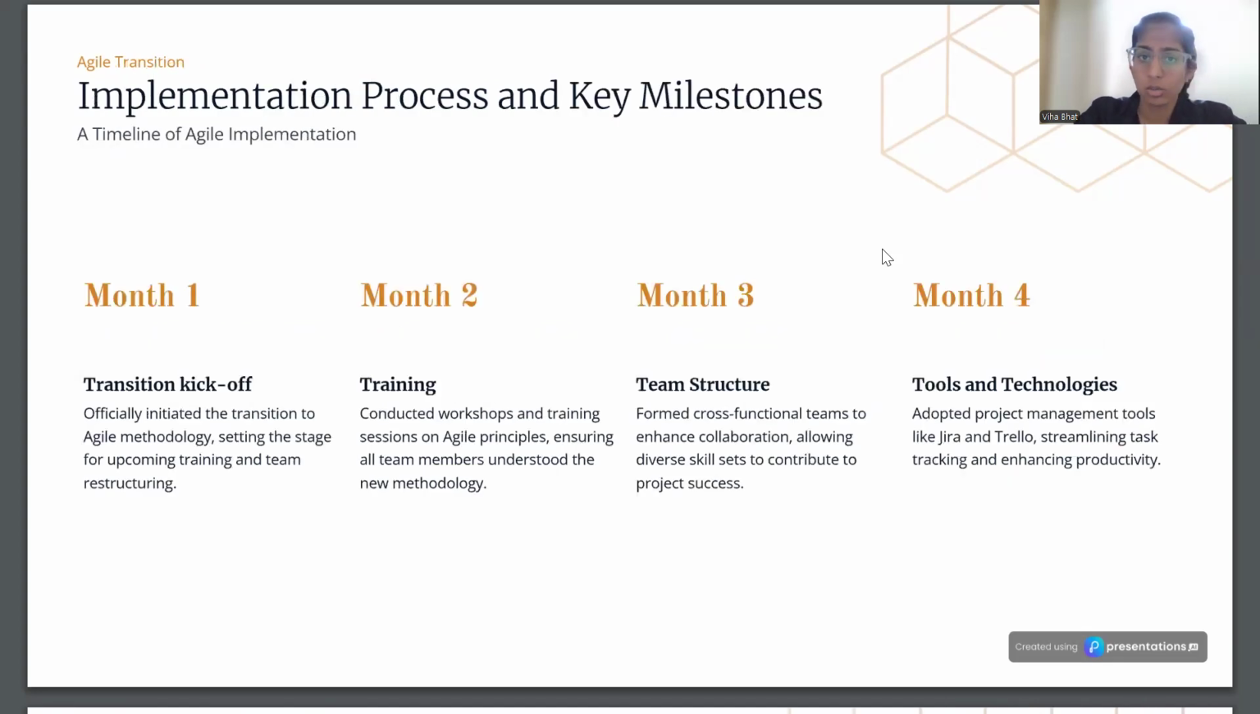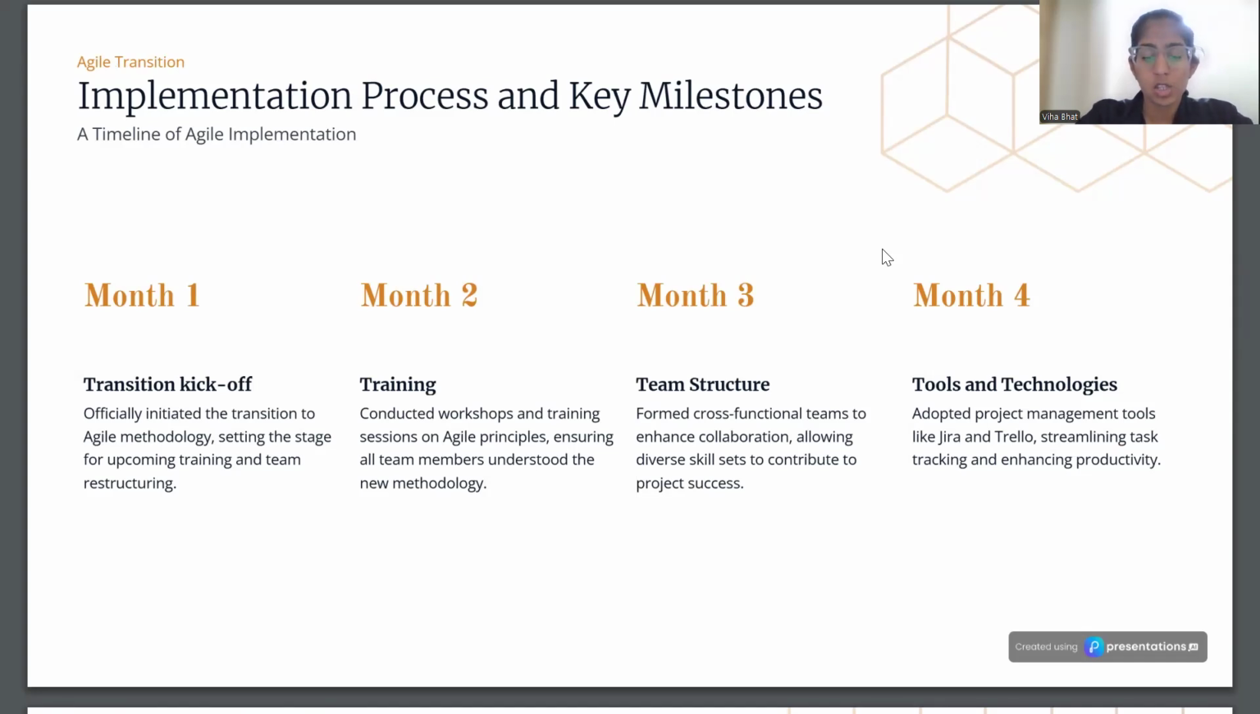Next, we're going to see how the process of agile implementation is done. So the first month is the transition kickoff. Moving from a rigid waterfall model to a lively agile process is going to be a transition. It's going to take a period of time. So that's the first month, where you're going to understand what the agile process is, and you're going to figure out how you can implement it.